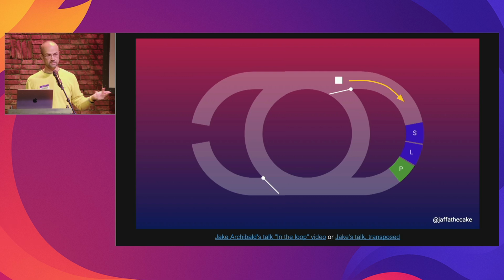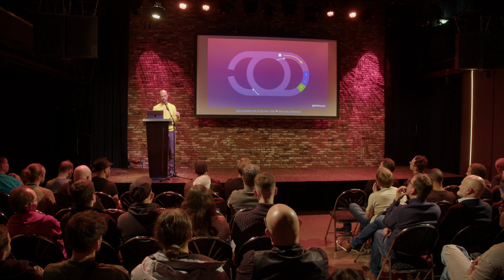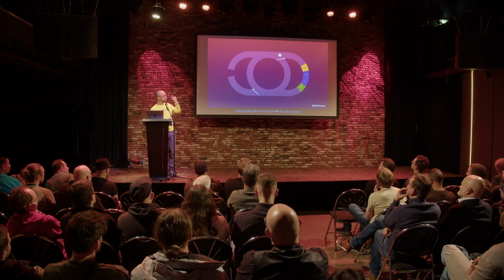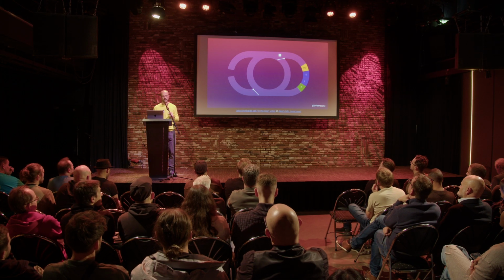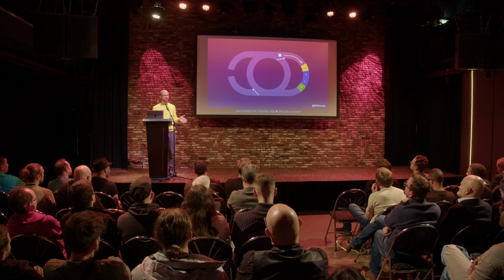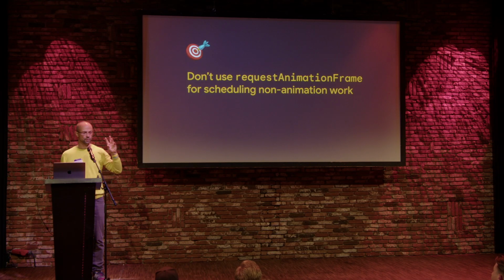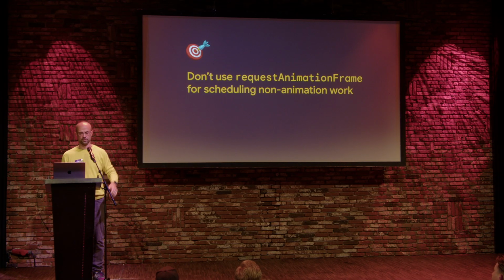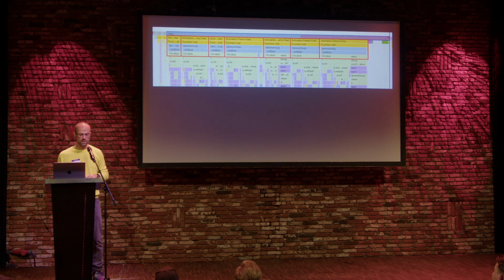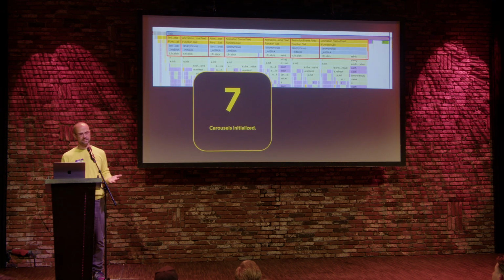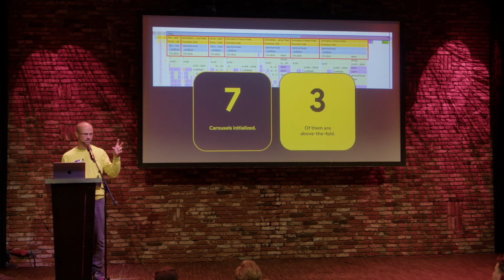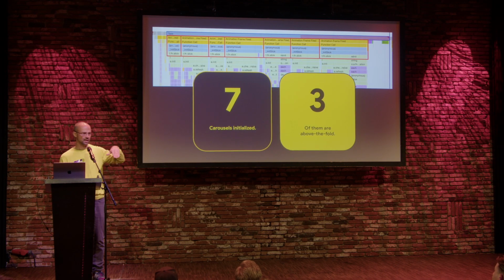style, layout, and paint. If you schedule some work using request animation frame, it will be executed there right before the style. And so if you have a long function, it doesn't matter if you put it there or there, it will still block the main thread for a long time. So maybe don't use request animation frame for scheduling non-animation work. That's meant for very fast code that is useful for the animation being worked on. But 7 sliders initialized when we were just seeing 3 in the above the fold area.